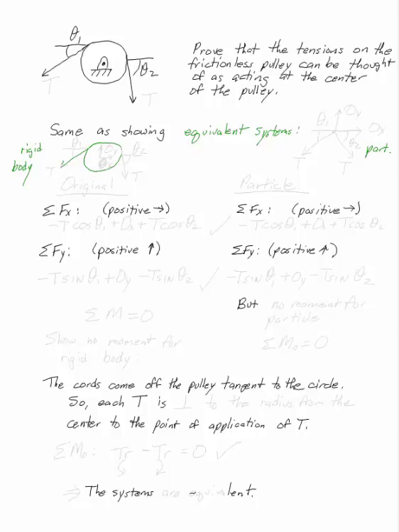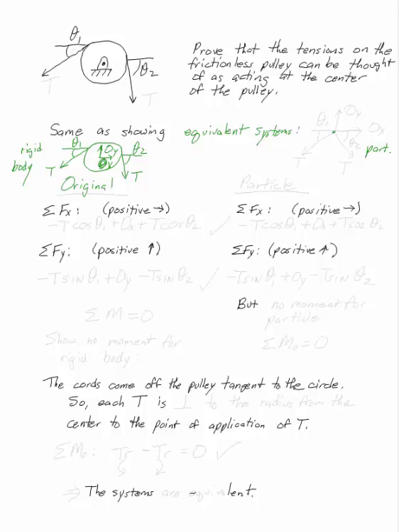The tension comes off tangent to the curve, so this is theta 1 in both directions. This is T2, T as well, theta 2, and the pin in the middle will give me OX and OY. This is my original rigid body system.